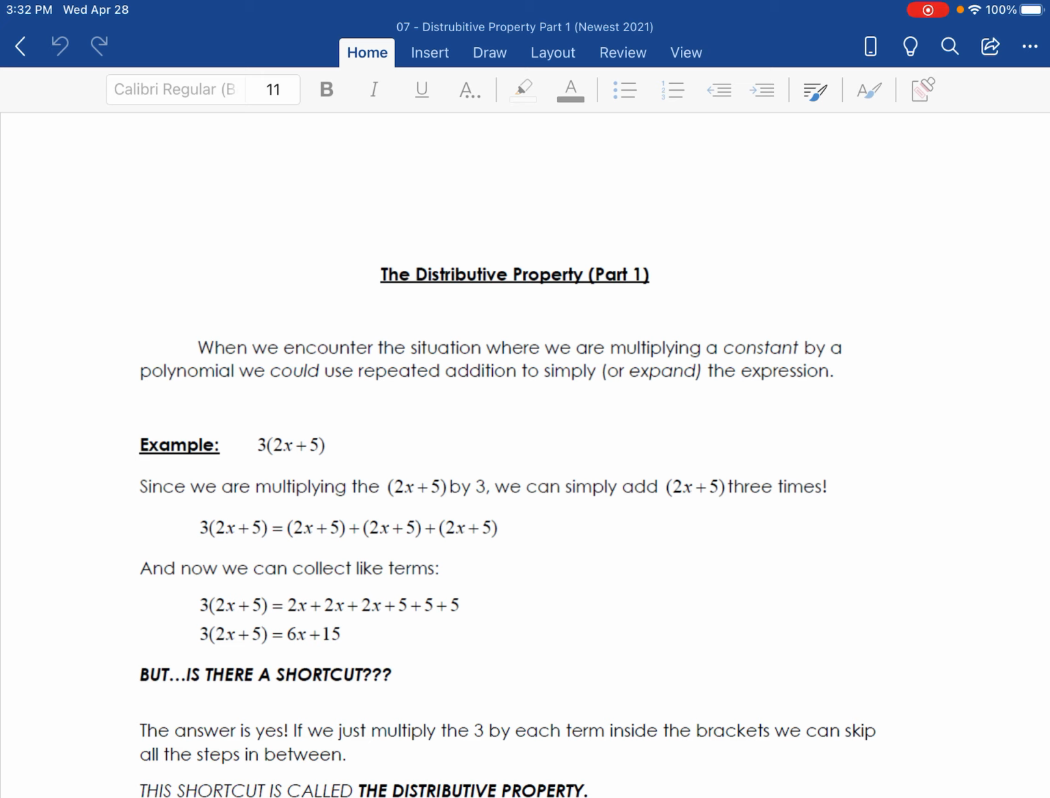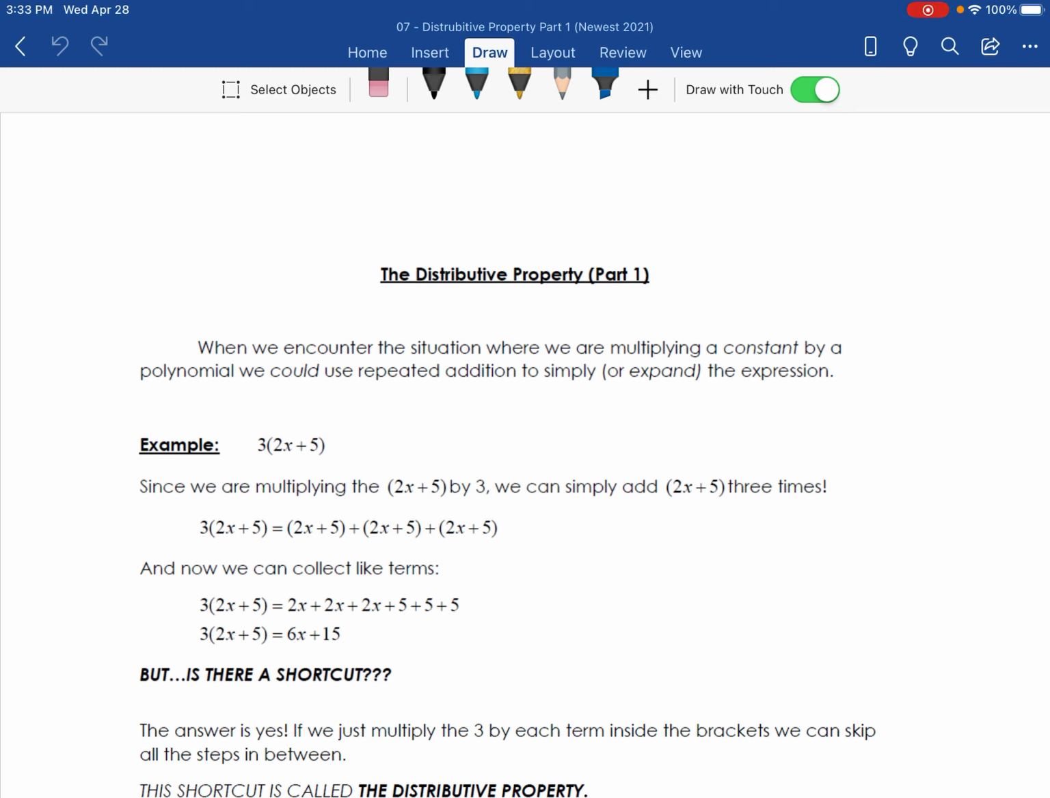We could use repeated addition to simplify or expand the expression, but we're not going to do that once we get the shortcut down. So one more time, just like in the distributive bags lesson, we'll show you the whole thing. For instance, if you were multiplying 2x plus 5 by 3, you could just add 2x plus 5 three times. So right here, it says 3 times 2x plus 5, so it goes, okay, 1 2x plus 5, plus another 2x plus 5, plus another 2x plus 5.